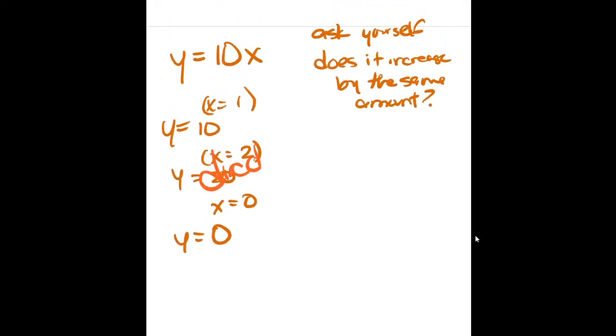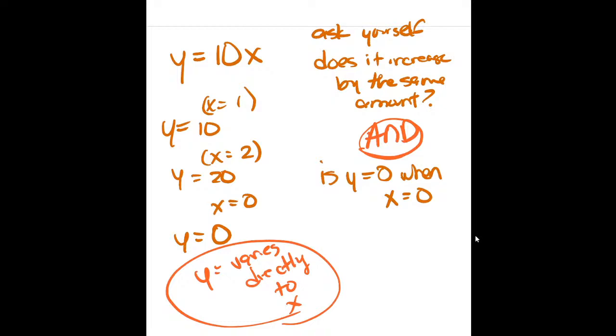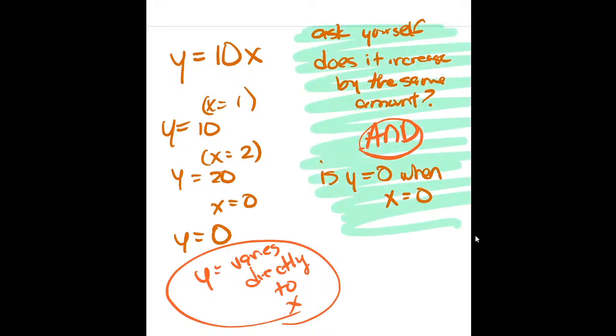This is a direct variation then. Okay? And when we say this is a direct variation, what we're really saying is y varies directly to x. Okay? So ask yourself, does it increase by the same amount? And is y equals 0 when x equals 0? You need a yes to both of these for it to vary directly.